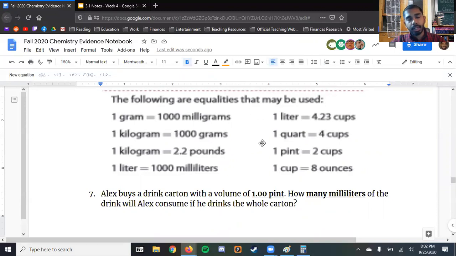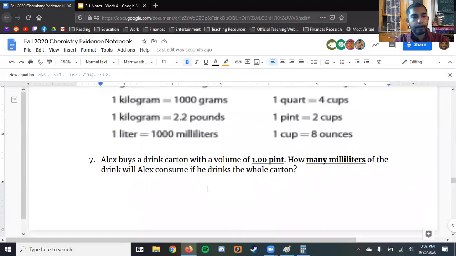So a conversion factor is something that lets us convert units, which is handy because oftentimes American units seem to make no sense, whereas metric system units are just multiples of 1,000 or 10 or 100, however you have it. So let's take a look here. We have Alex. Hi, Alex. He buys a drink cart. It's got a pint of whatever drink he has, and we're being asked how many milliliters of the drink Alex is going to consume if he drinks the whole thing.